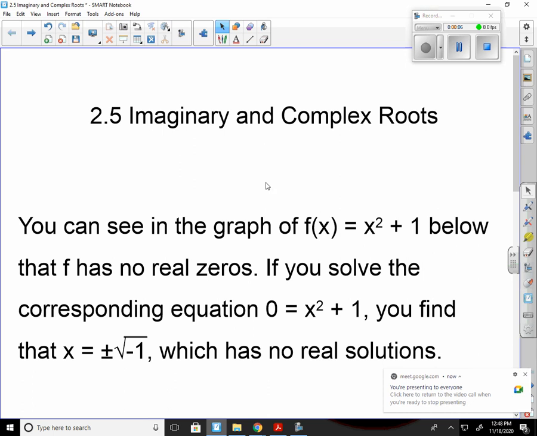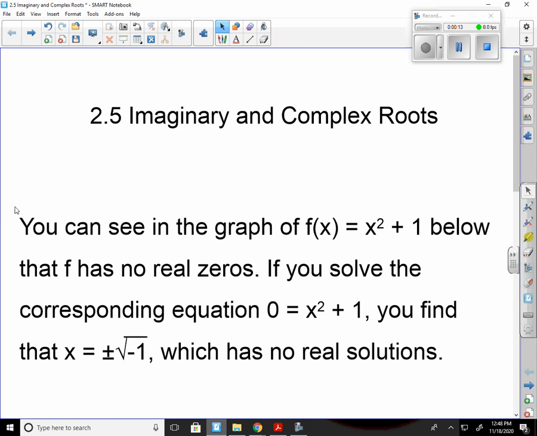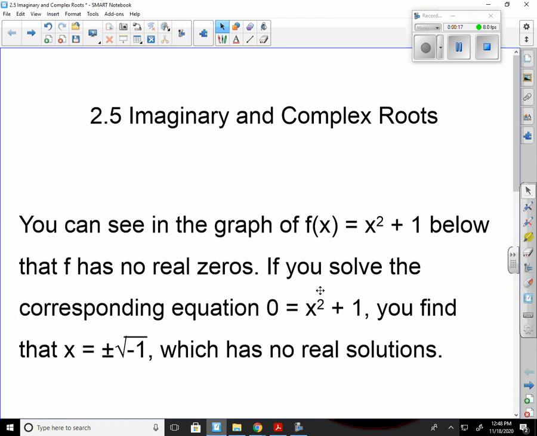All right, so today we're on 2.5, imaginary and complex roots. You do not have to write this first part down, just write the title down.